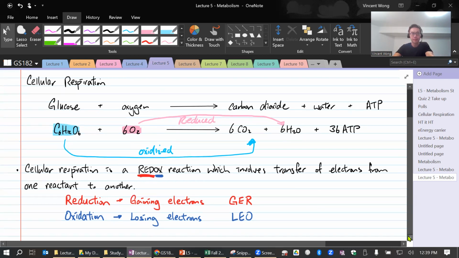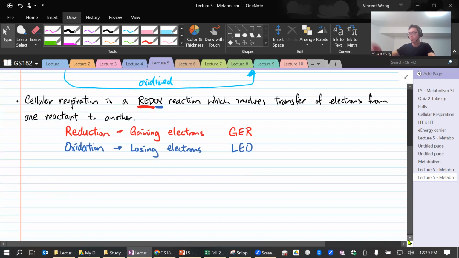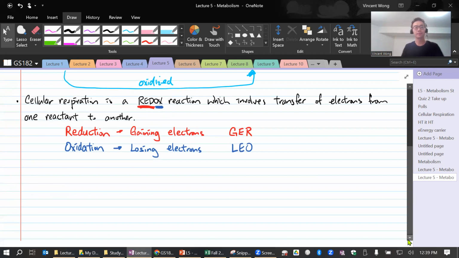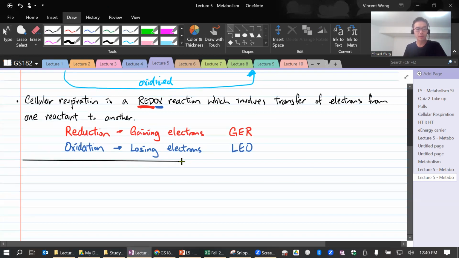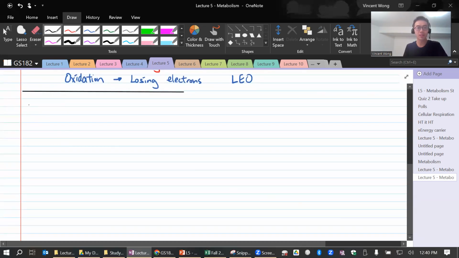All right. Can someone tell me where within the cell cellular respiration takes place? Basically in the mitochondria. In the mitochondria, that's right, Justine. Part of it takes place in the mitochondria. Okay, so cellular respiration is actually broken down into 4 phases.